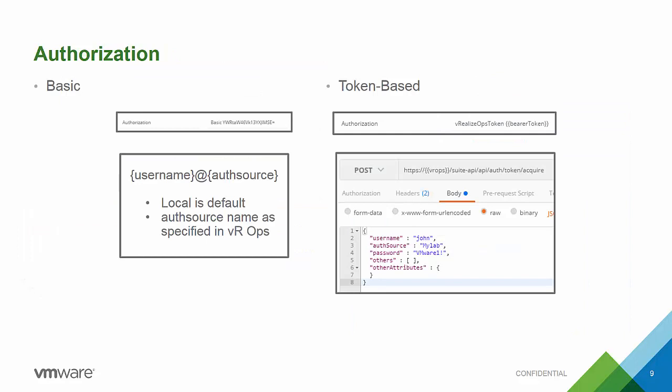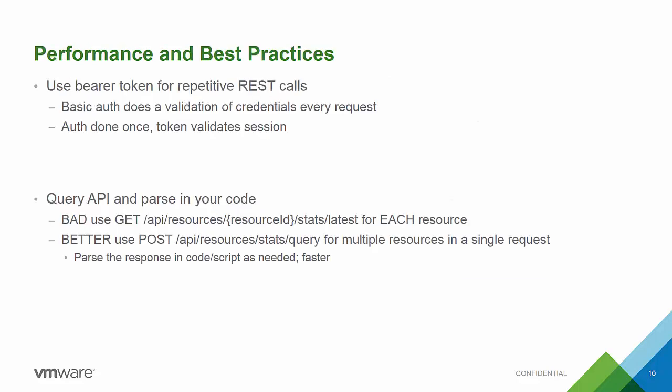Two types of authorization are supported. One is basic authorization. That's just a simple username and auth source. And then there's a token-based authorization where you'll request a token and use that token for every subsequent API call that you make. This is actually a preferred way to do it. It's a little bit quicker.